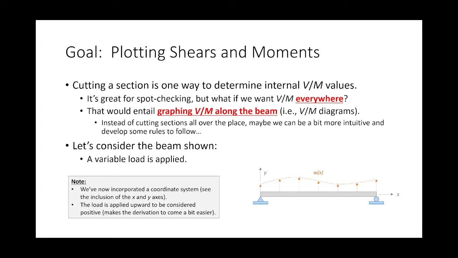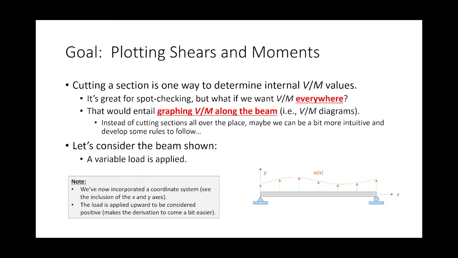Now, our goal is not to cut a section at an arbitrary point, determine the shears and moments, and then cut again, and cut again, and cut again. That would be very, very tedious. Cutting a section is one way to determine internal shears and moments at a given point, but I don't want internal shears and moments at a given point. I want them everywhere, okay?